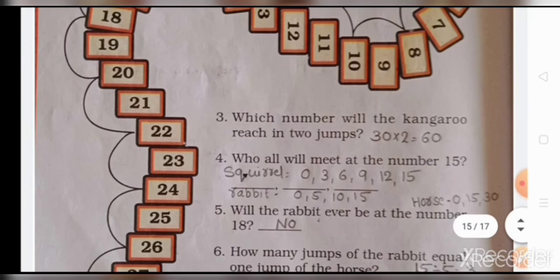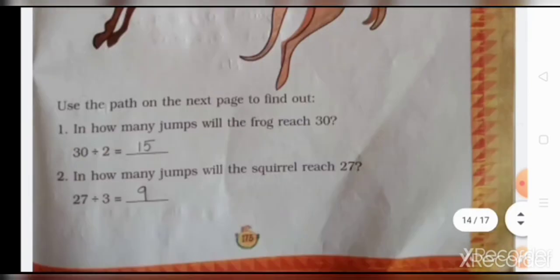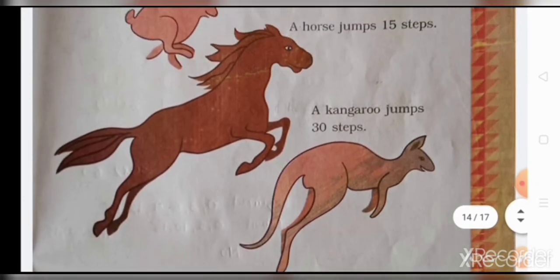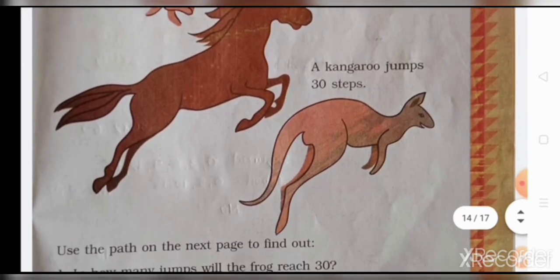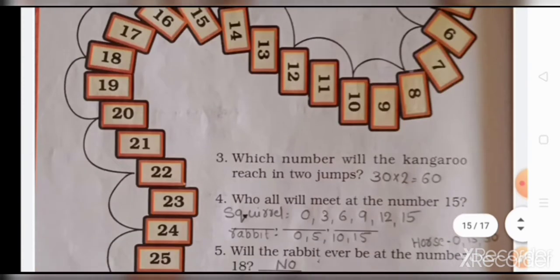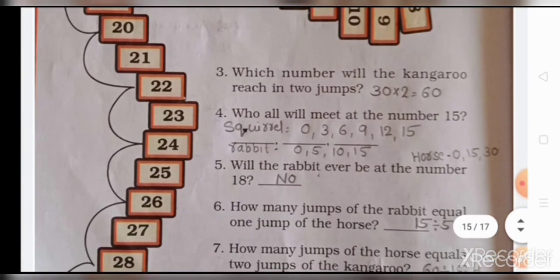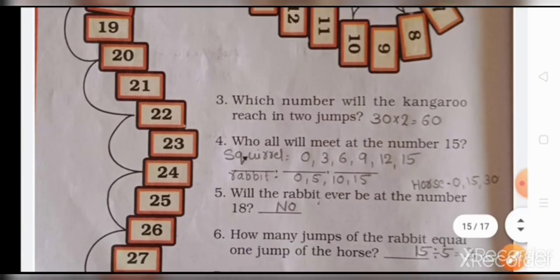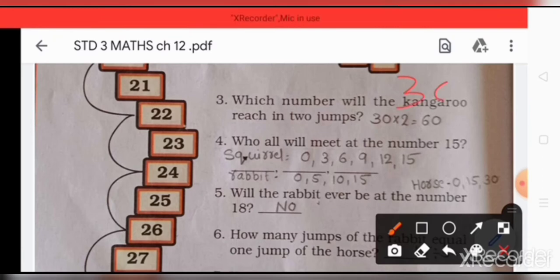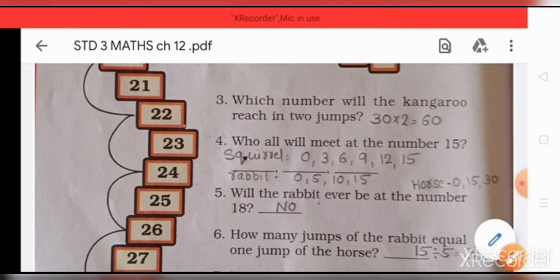Which number will the kangaroo reach in 2 jumps? Kangaroo 2 jumps करने के लिए 30 steps है. 1 jump. Then 2 steps आने के लिए कितना होता है? 30 into 2. 3 2s are 6, 0. Then 60 jumps.